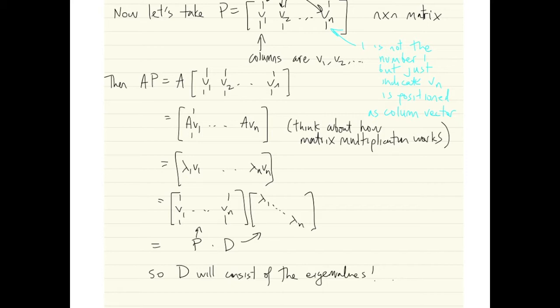So if we use this trick and cook up this matrix P, whose columns are the eigenvectors, in order for P to have an inverse, those eigenvectors must be linearly independent. That turns out to be a sufficient and necessary condition for A to be diagonalizable, namely that its eigenvectors need to be linearly independent.